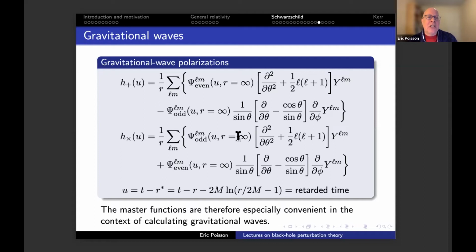So what I'm saying here is that if you know the master variables, you can reconstruct the gravitational wave polarizations by just combining them, evaluated in the right place, with spherical harmonics, with simple operations defined on those spherical harmonics.